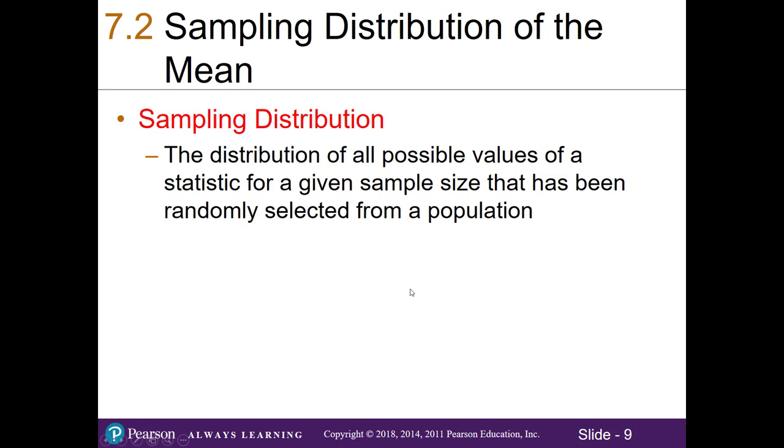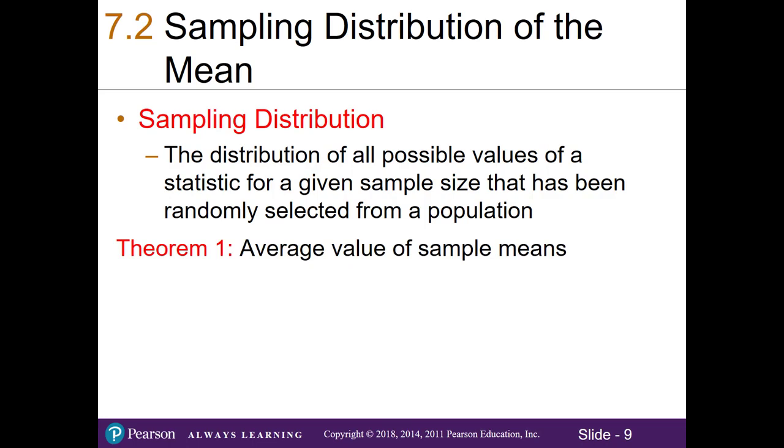There are a number of theorems in this chapter that are going to help us work with sampling distributions. While you're not required to memorize these, I'm not going to test on them. It is going to be helpful for you to understand conceptually how sampling distributions work so that when we are calculating or working with sampling distributions, we understand how they operate.